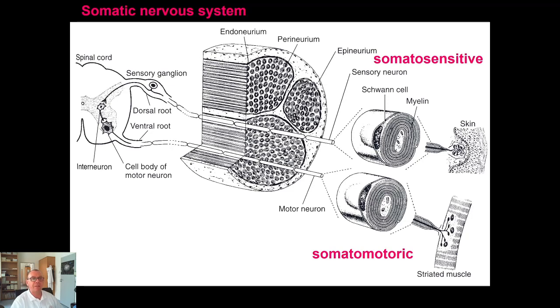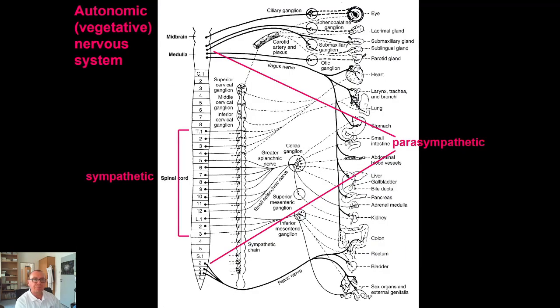Somatic nervous system is this part of the nervous system which is working with voluntary motility and sensitivity. So that's why we divide it into somatosensitive and somatomotoric system. The second is autonomic or also vegetative nervous system, which is sympathetic and parasympathetic.